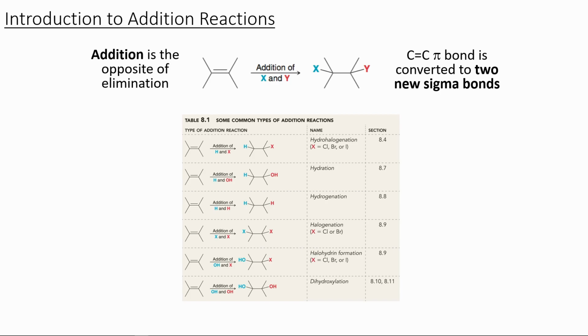We're going to be converting a carbon-carbon pi bond into two new carbon sigma bonds with the various different atoms. Depending on what type of reaction we're running, we can gain some information from the name. So for example, if we're adding a hydrogen and a halogen across a double bond, that would be a hydrohalogenation. If we're adding water across a double bond, that would be a hydration reaction, and so on.